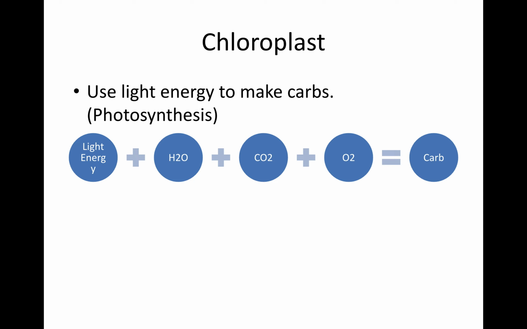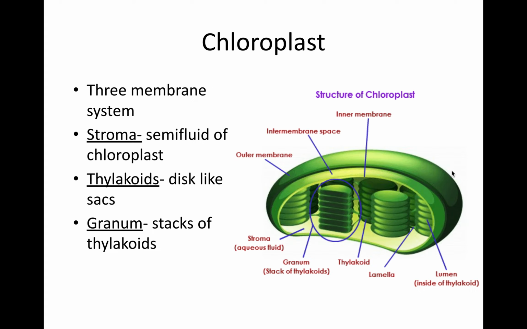So first up is chloroplast, okay? It uses light energy to make food in the form of carbs. This is the process of photosynthesis. We'll have a whole chapter on this later. But if you look at the board and look at the little circles, you have the sun, right? You have water. You have CO2. And then there's some oxygen mixed around there to make a carb, okay?